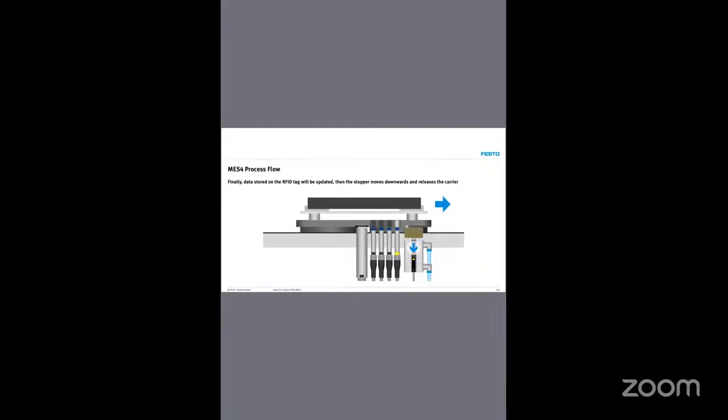Then RFID. We have RFID, right? So MES4 will write new information on the RFID tag. For example, order number 1402, order position 1, resource ID 4, OP number 200. That means go to resource number 4.